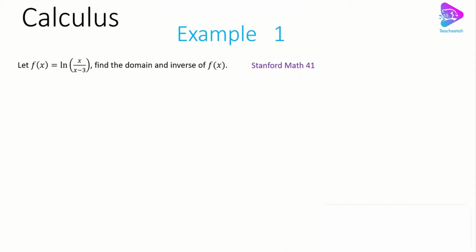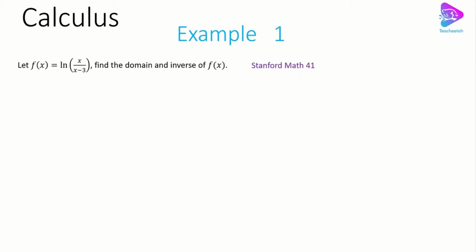Everyone, today I'm going to solve two examples on domain and the inverse of a function, and both examples are coming from Stanford University. So let's look at the first example here. We have f of x equals ln of x over x minus 3, and we want to find the domain and the inverse of this function.